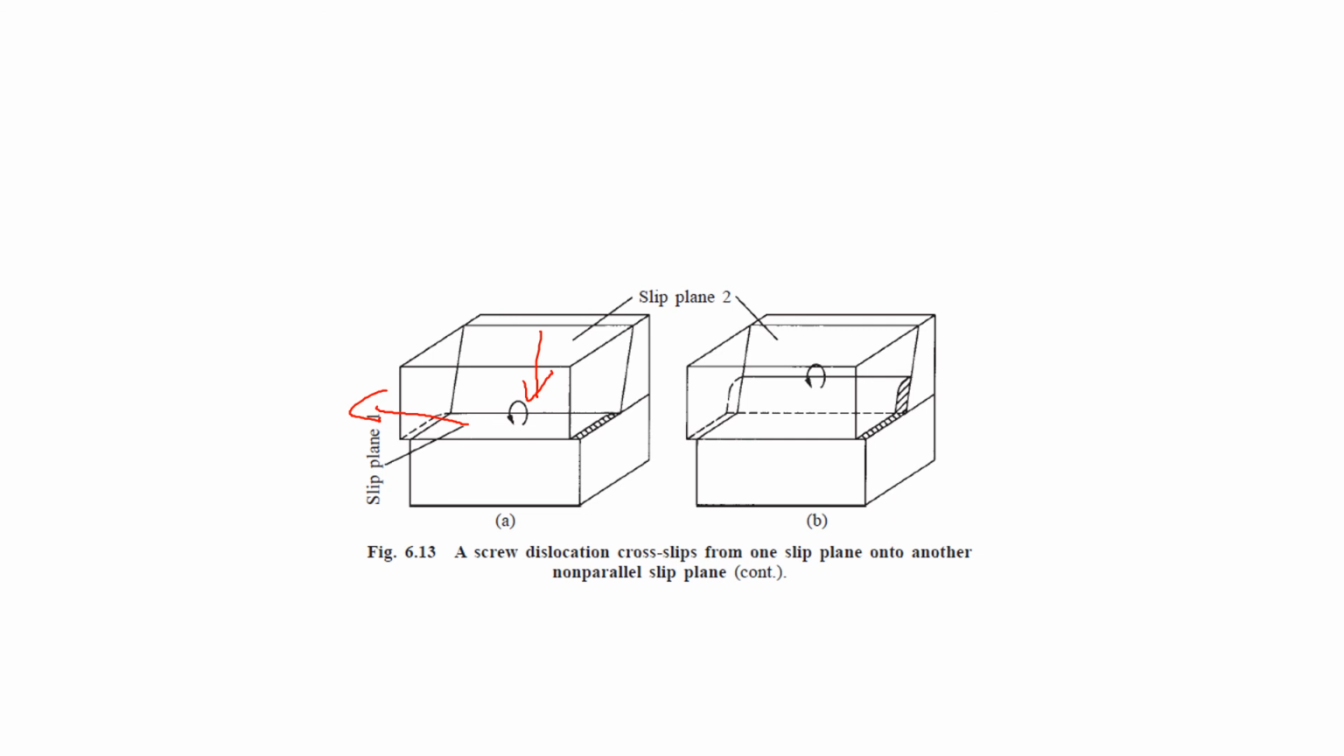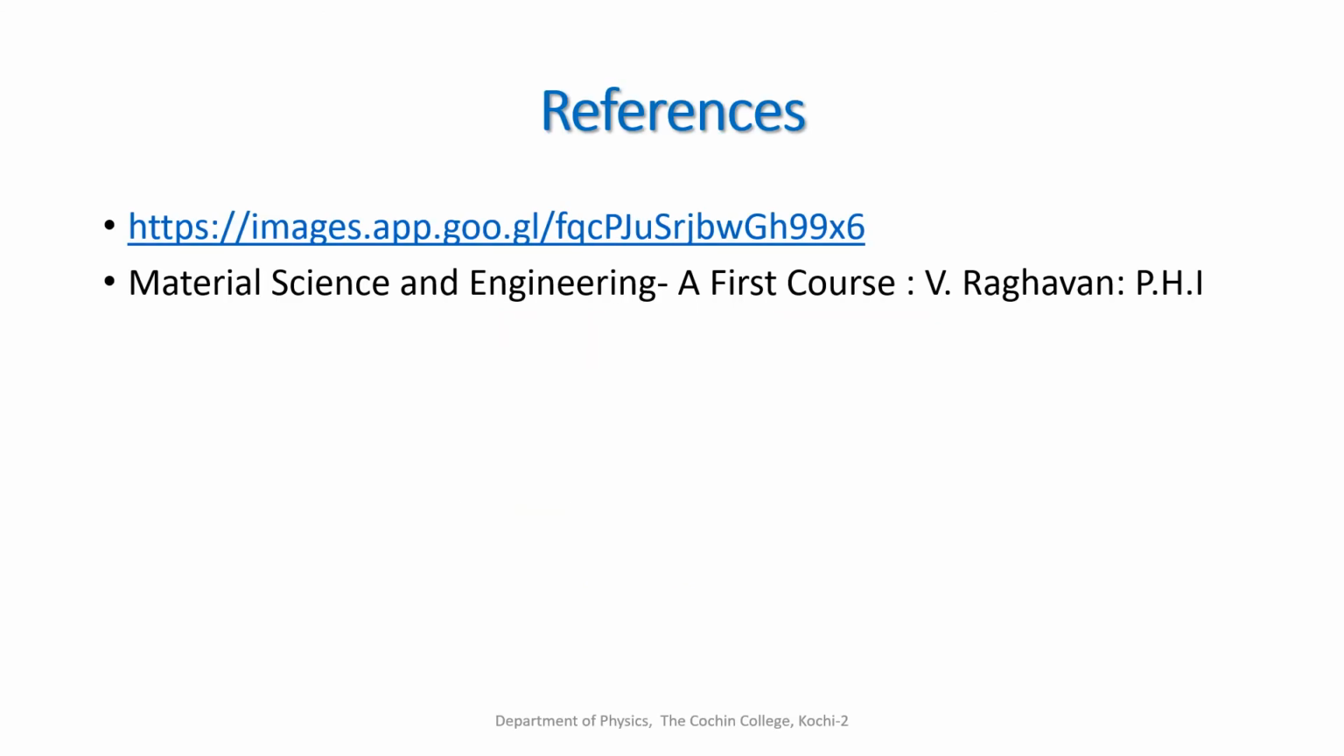As the glide plane is uniquely defined for an edge or a mixed dislocation, they cannot cross slip. Only in the case of a screw dislocation does this type of cross slip occur. Okay, students, so we learned about line dislocations and their properties. Thank you, students.